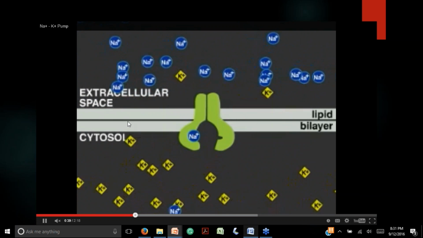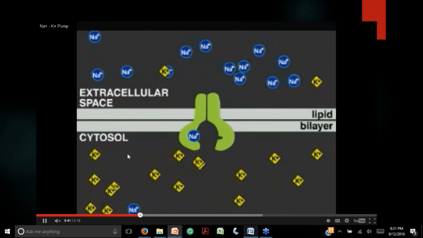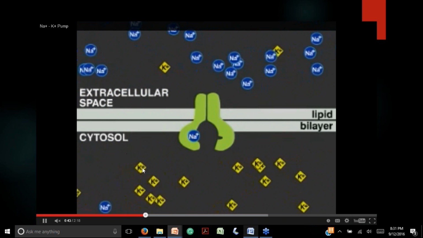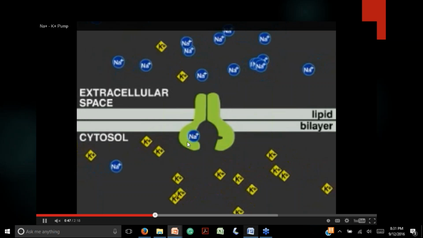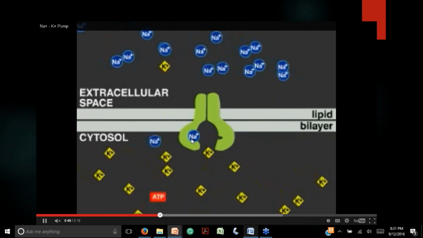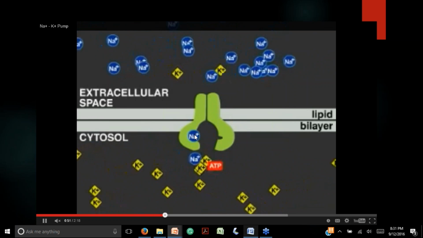Okay, so here we have the extracellular space and we have the intracellular space. As you can see here, we have a transporter, and this transporter is actually what we call the sodium-potassium pump.